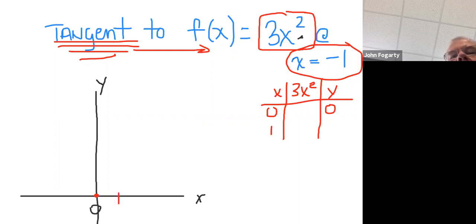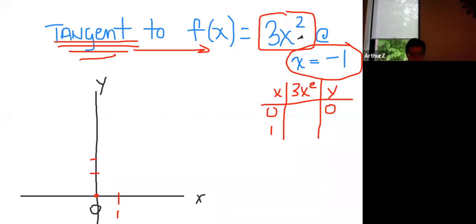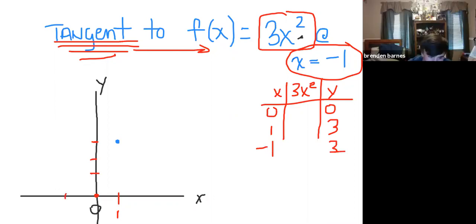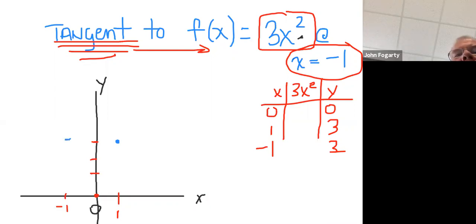Put 1 in there. X is 1. What's y? 3. So 1, 3. All righty. Put negative 1 in there. What do you get? 3. Yep. You should have known that this is what the parabola looked like, right?